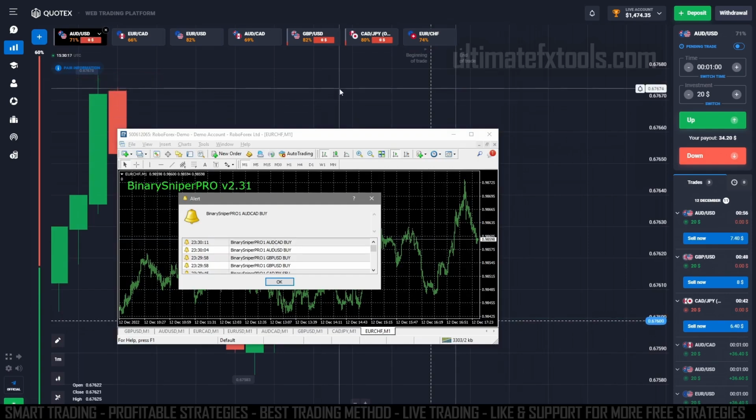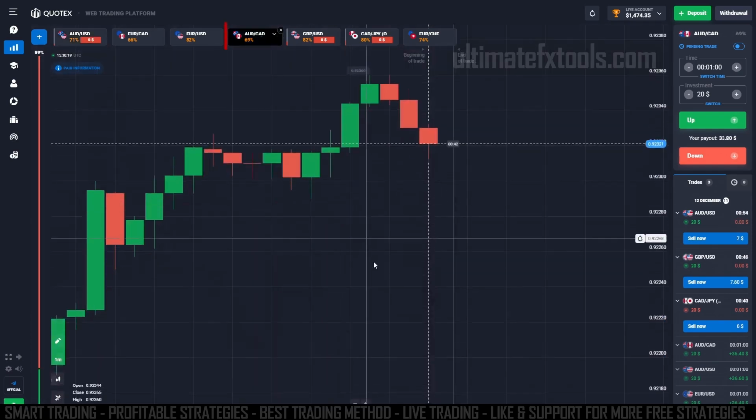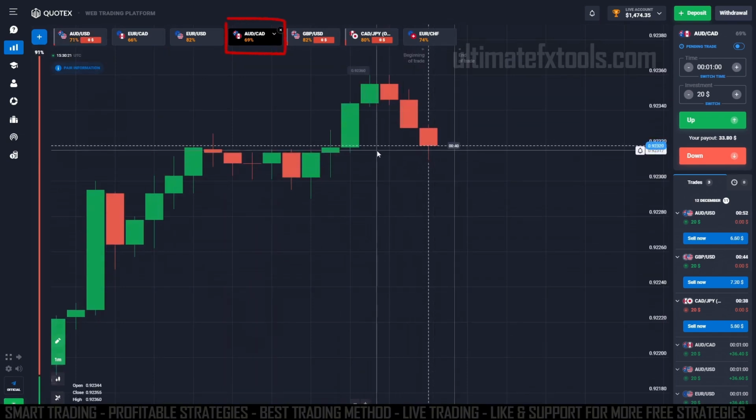AUD-CAD has a buy alert signal, but we will not trade with it, due to its low profit in return.